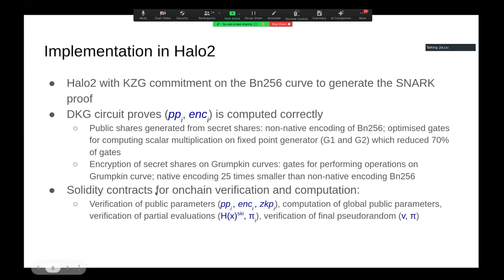We also developed the Solidity contract for the on-chain verification and for computation of the public parameters. We can verify the SNARK proofs for the public parameters, and in the contract, we can also combine the public parameters to derive the global public key and the verification keys, and verify the global public key. And we can verify the partial evaluations and the random values. Everything is publicly verifiable, and we can check the validity in the contract.